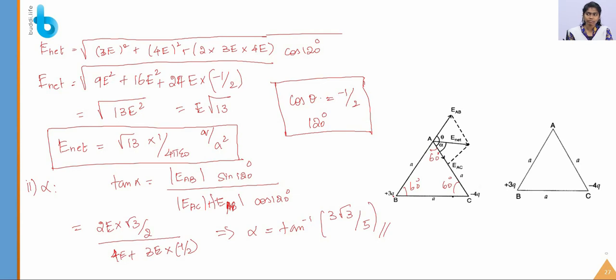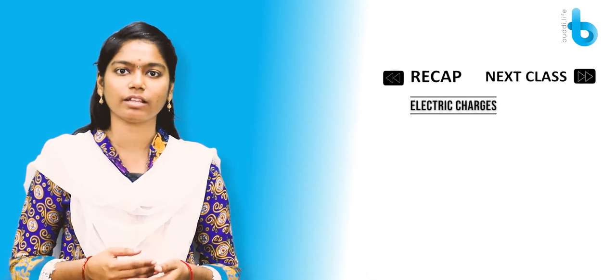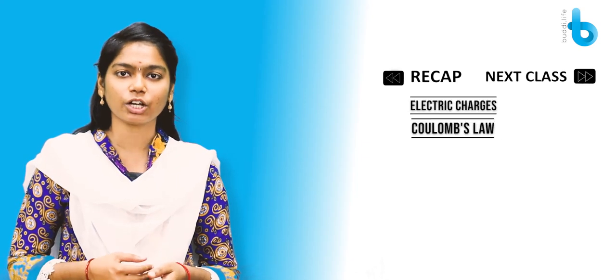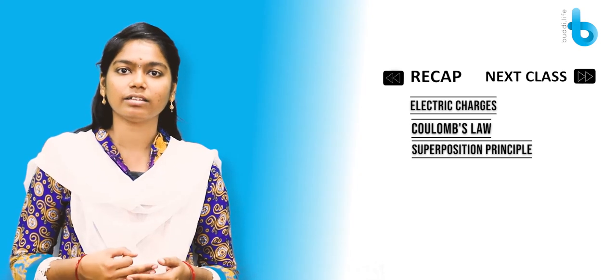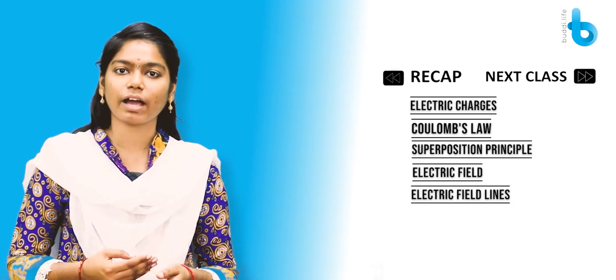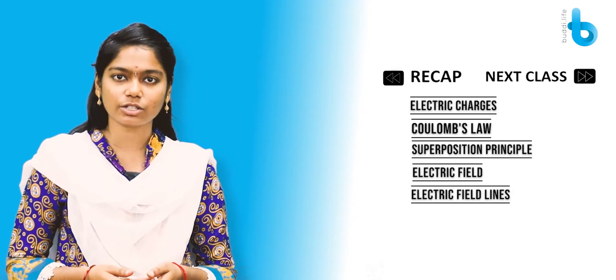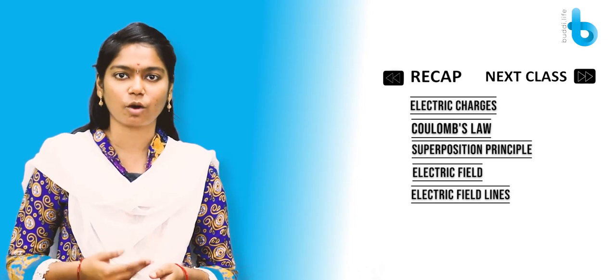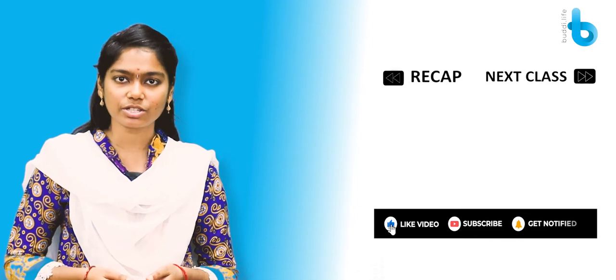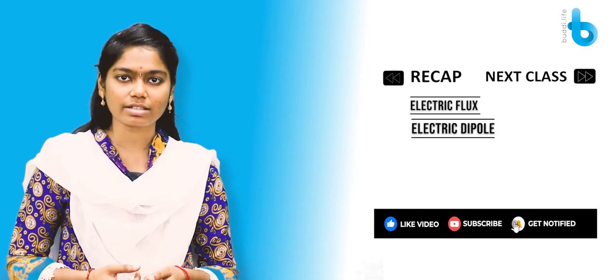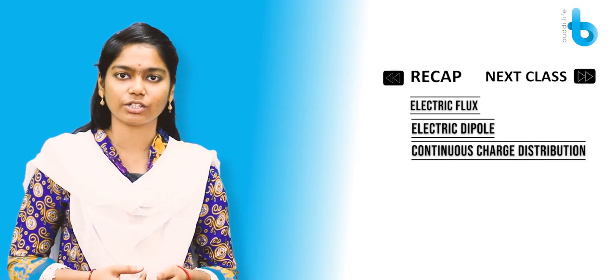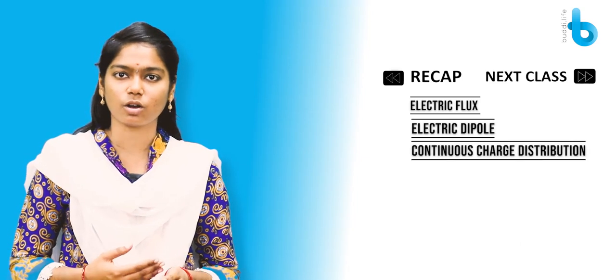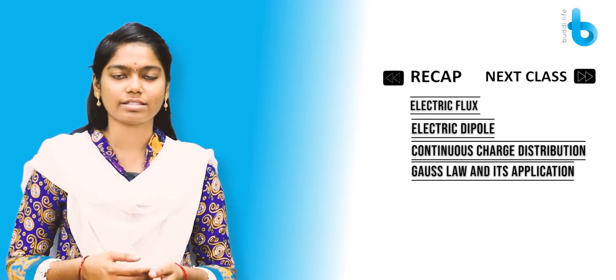The session is over. Okay guys, I hope you enjoyed the video and also learned the topics we have discussed today. Okay students, let's see a short recap of the session. First we have learned what electric charges are and the properties of electric charge, and also we have learned Coulomb's law, the superposition principle and the electric field lines, and also we have done the derivations regarding these topics, and also we have solved some previous year problems. In the next class we are going to continue this chapter and we are going to see electric flux, electric dipole and continuous charge distribution, and the very important topic Gauss law and its application. Okay students, let's see in the next class.